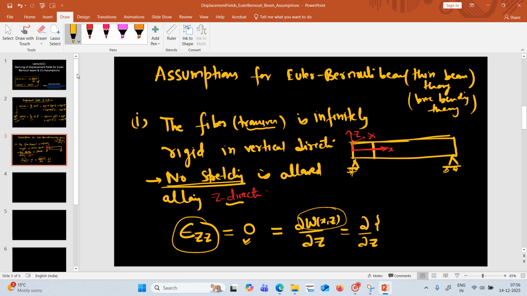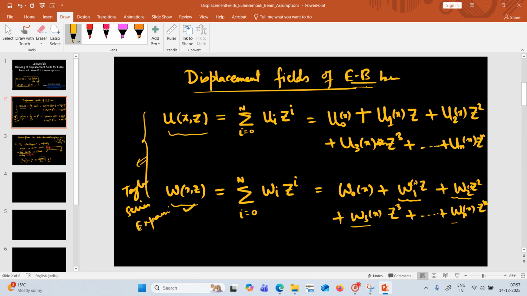Is it possible to get that 0 value if you put that function? No. So what is the possibility here? What is the possibility here that del w by del z, which means epsilon zz, would be equal to, that is what we have, del of w(x, z) upon del z equals 0. This implies that it is only possible when z is not present. Because if z would be present, it would never be 0.